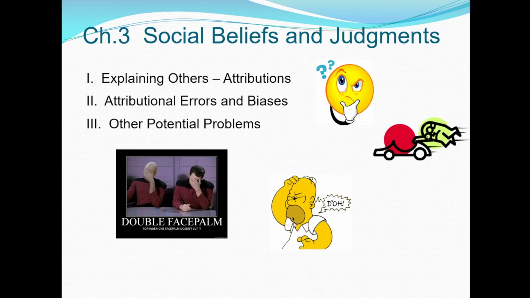So we have Roman numeral 1, explaining other people. That's where I'll introduce attribution theory. Roman numeral 2 is the attributional errors and biases. So that's where the FAE falls, and that's where the actor-observer bias will fall. And we've already talked about both of those, but I will go into more detail here. And then Roman numeral 3 is sort of the miscellaneous category for whatever I want to put into the end of this video lecture having to do with attributions.